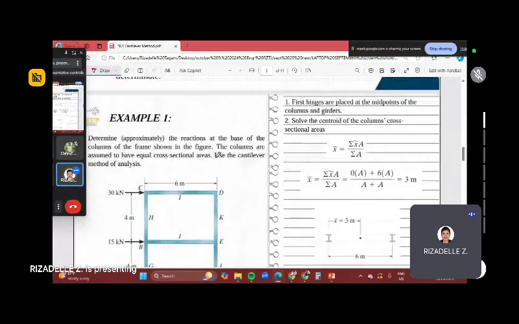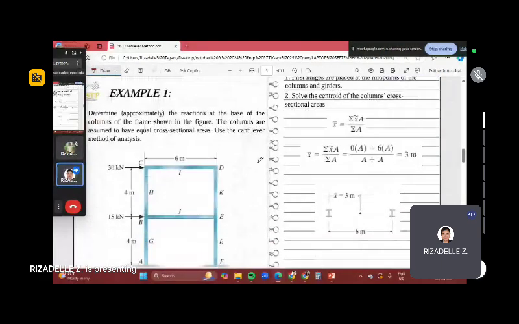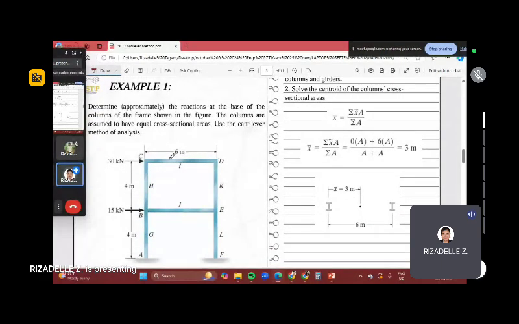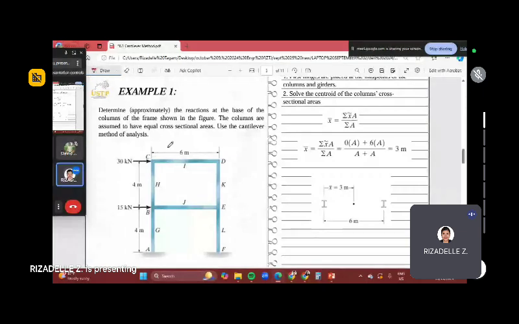So, let's go to examples. Determine approximately the reactions at the base of the columns of the frame shown in the figure. The columns are assumed to have equal cross-sectional areas. Use the cantilever method of analysis.